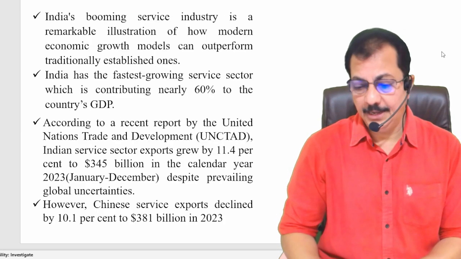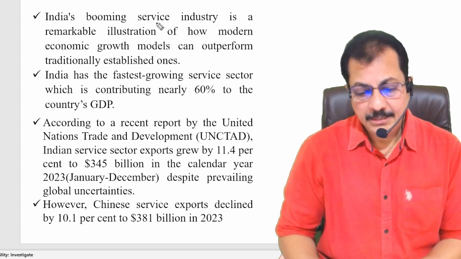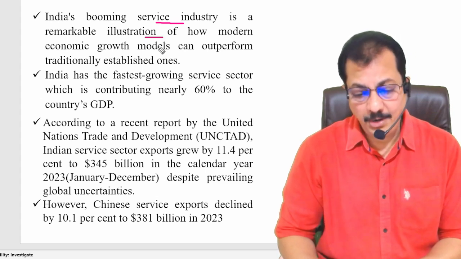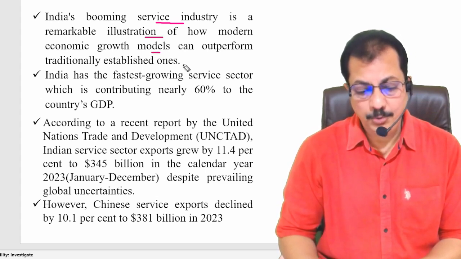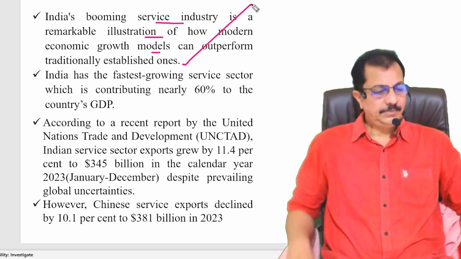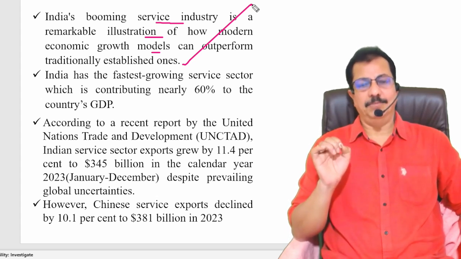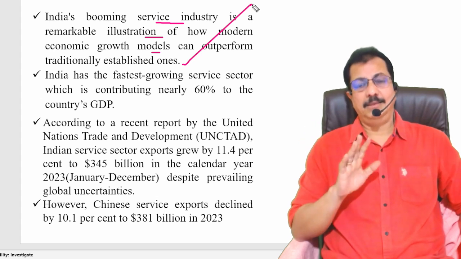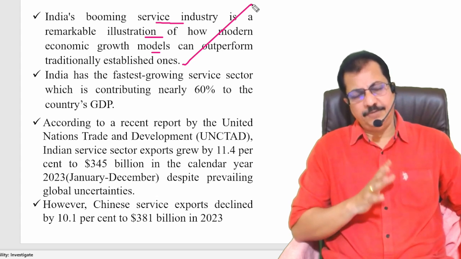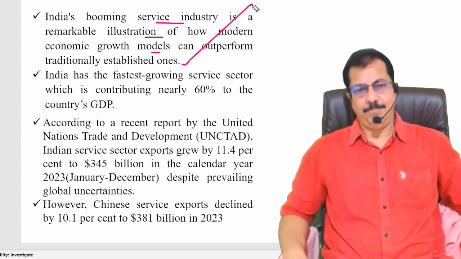Next, when it comes to India's booming service industry, it is a remarkable illustration of how modern economic growth models can outperform traditionally established ones. This is the most important thing. Technology has simplified a large number of things. I told you already, earlier the companies used to store data in documents. Storing is difficult, retrieval is also very difficult, and you need lots of manpower for that.